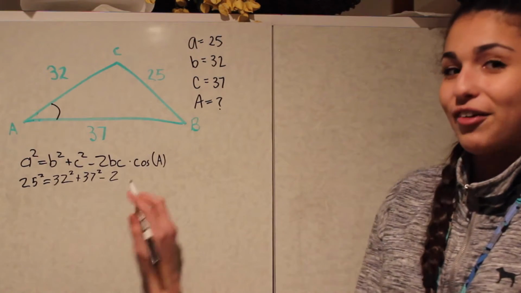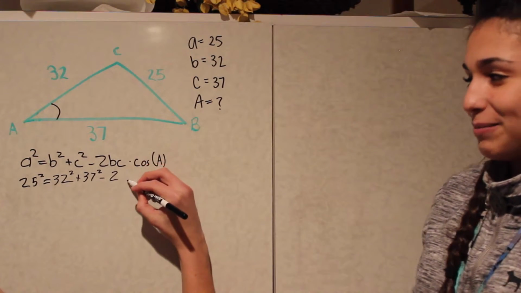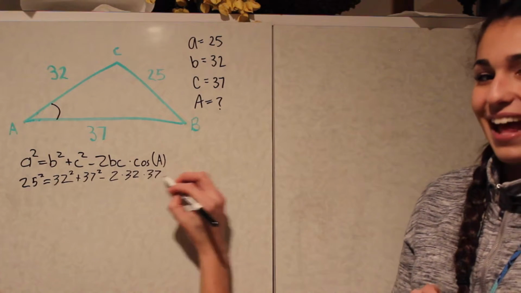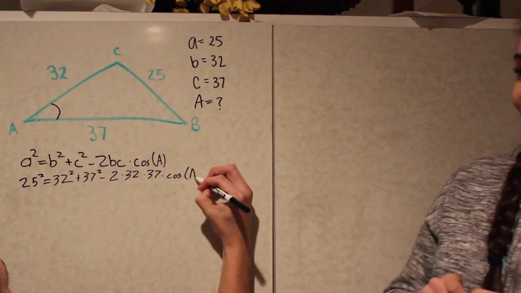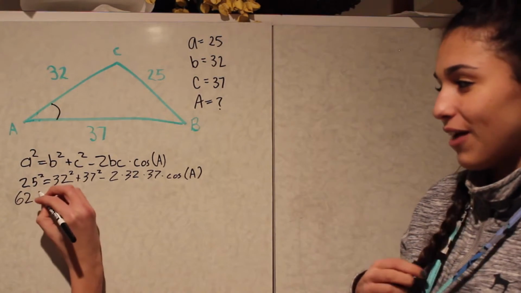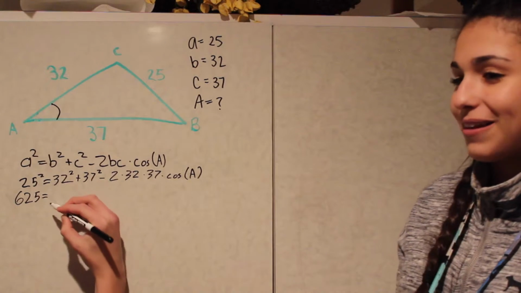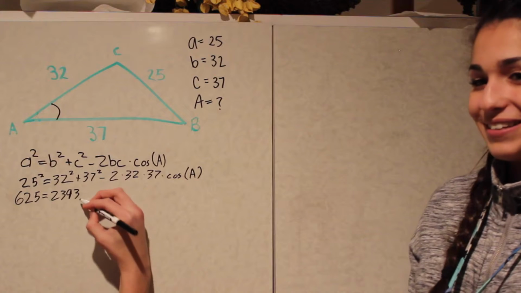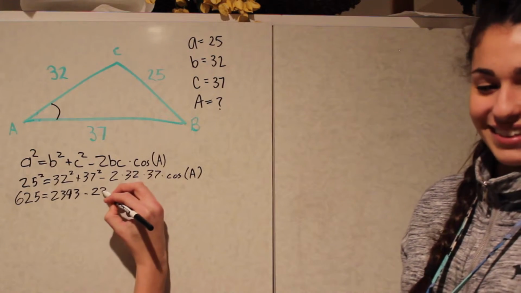The equation to solve for A is A squared equals B squared plus C squared minus 2BC times cosine angle A. And then we're going to plug in the corresponding measurements, which is 25 squared equals 32 squared plus 37 squared minus 2 times 32 times 37 times cosine A.